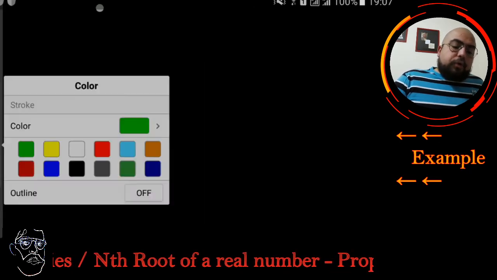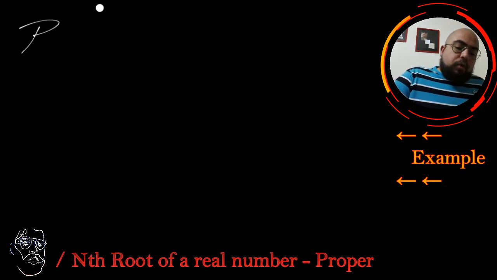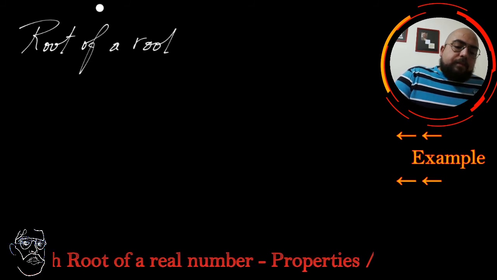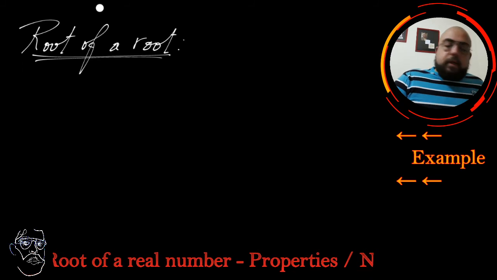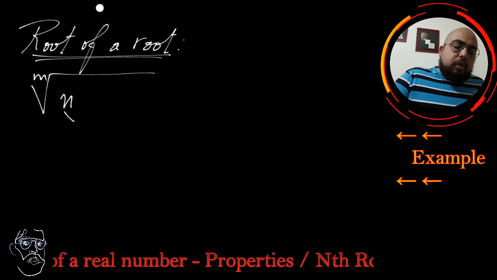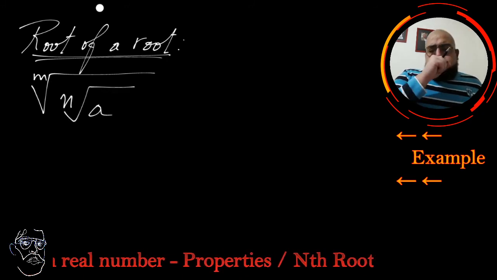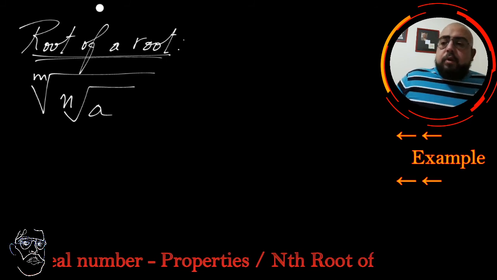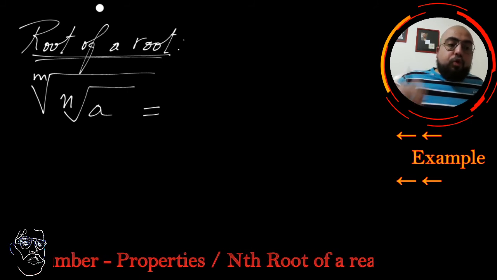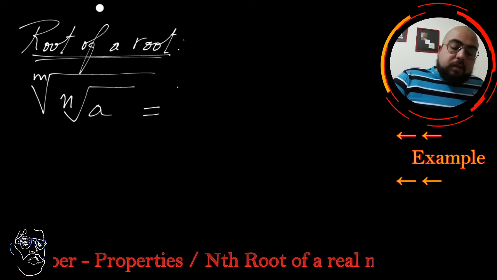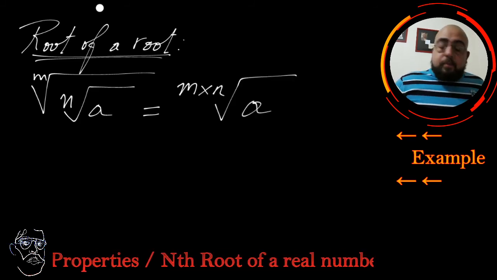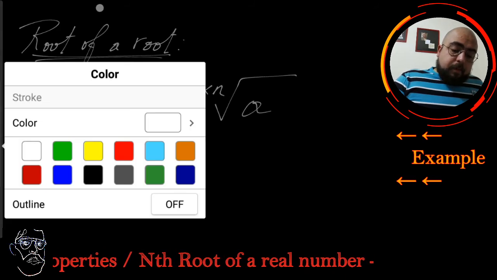Alright? The last part, I'm going to talk about the root of a root. Now, in this case, we have a case like this: the mth root of the nth root of a. So, the property says that whenever you have a root of a root, you simply say that it's the m times nth root of a. Now, what about some example?